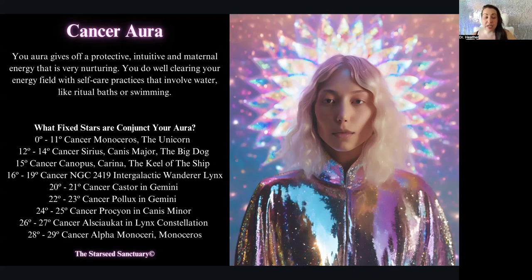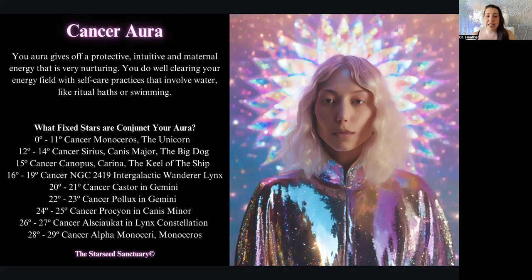12 to 14 degrees, your aura is going to be conjunct Sirius in Canis Major. That's the brightest star in the night sky. It's also considered our spiritual sun. So you would be very connected to the Sirians. 15 degrees roughly will be Canopus and Carina, the keel of the ship.